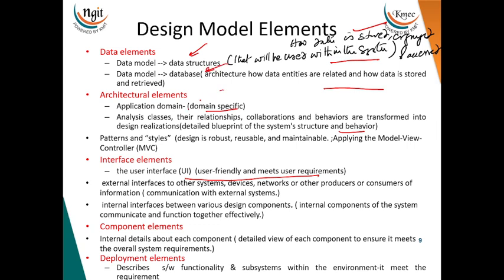And then architectural, domain specific. If you go to MakeMyTrip, it is only for holidays and related things. If you go to a government website, you get something else. If you go to the Osmania University results website, you will only get results. That is domain specific. Analyzing class relations.